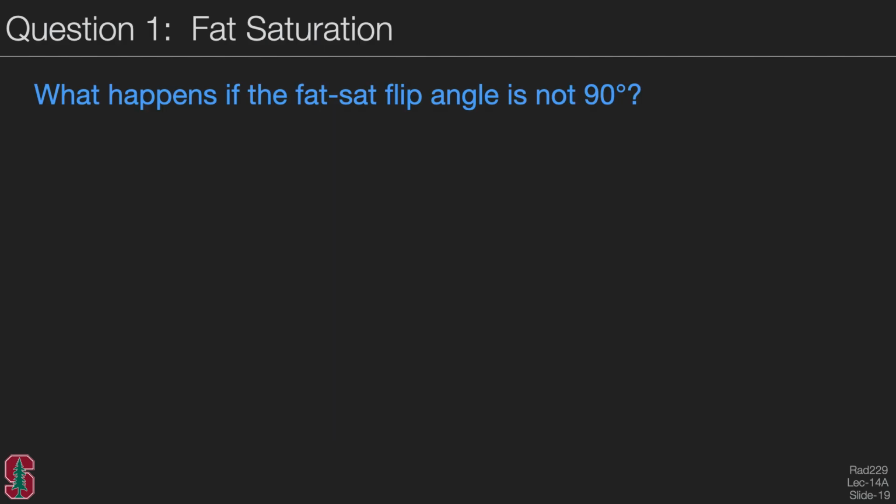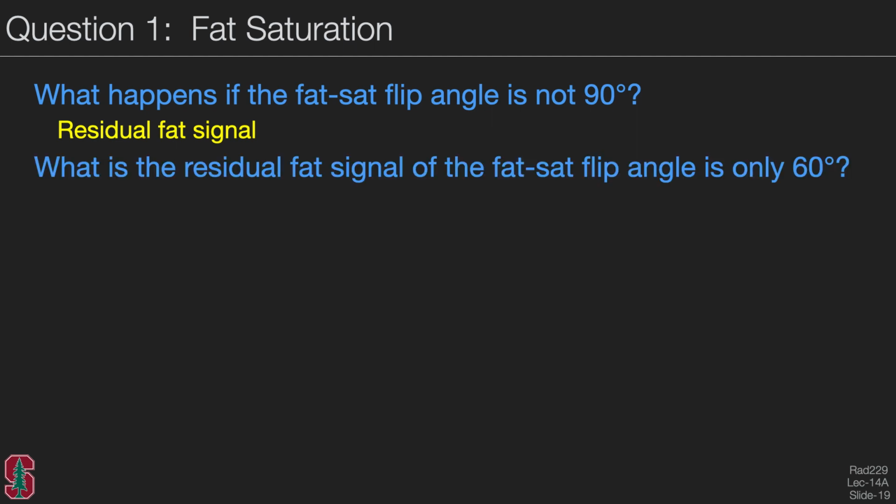What happens if the fat-sat flip angle is not 90 degrees? The answer here is that the Mz for fat will not be 0, so we'll have a residual fat signal. So now let's look at a question. What is this residual signal if the fat-sat flip angle is only 60 degrees? The answer here is that it's actually a cosine of 60 degrees, or 0.5 of the fat signal. So you'd be left with half of the fat signal.